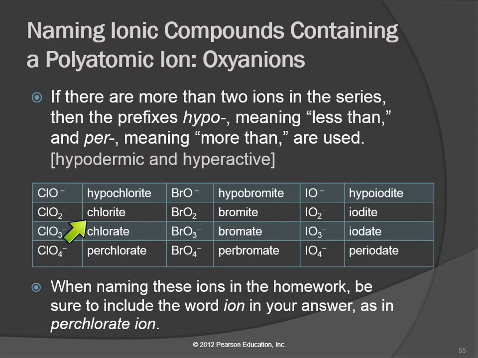So here's chlorite. There's chlorate. That's the one you memorize. ClO3 with a negative charge. Chlorite has 1 less, and hypochlorite has even 1 fewer. And then per comes from hyper. It means more. Someone who's hyperactive is more active, right? So hyper means more. So we've got chlorate. Perchlorate has 1 more oxygen. So there's this pattern.